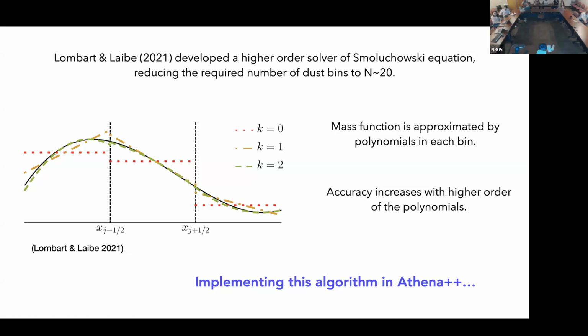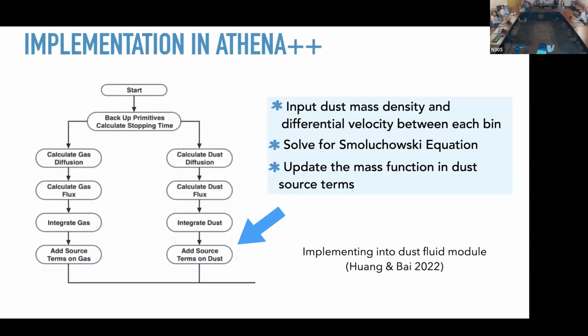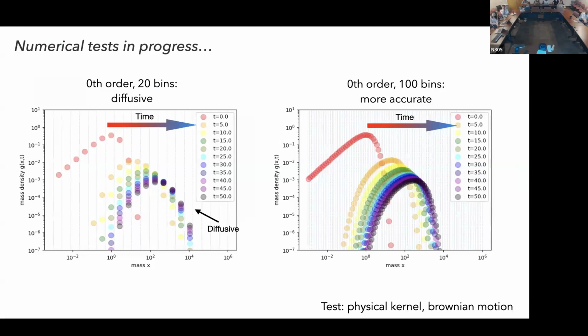And so now we are trying to implement this higher order algorithm into Athena, the simulation code. I will skip the details, but what we're trying to do now is to implement it into the dust fluid module in Athena. At each time step, we get the dust size distribution, we do the coagulation equation, we get a new dust distribution, and then we update it as a source term in the dust. And then we can update at each time step or at each dt that we want in the simulation. So there's still a lot of numerical tests in progress, but I just want to share with you the current state.